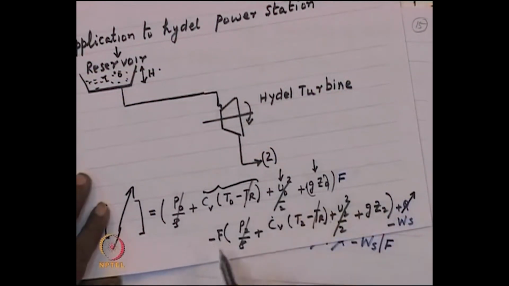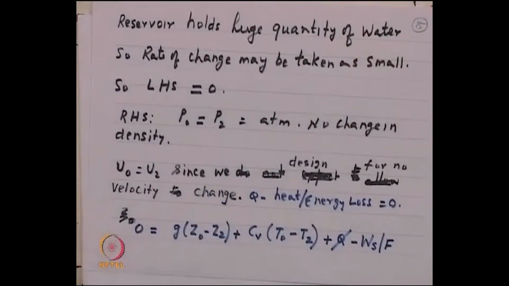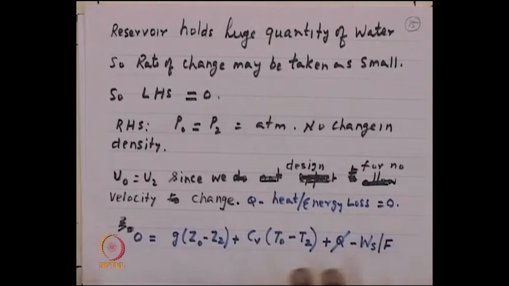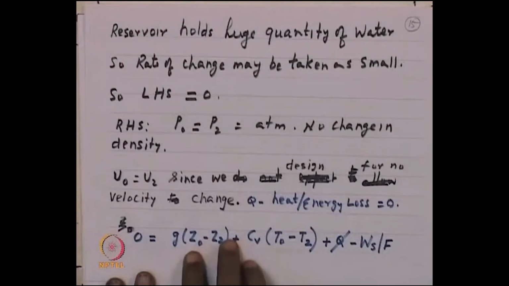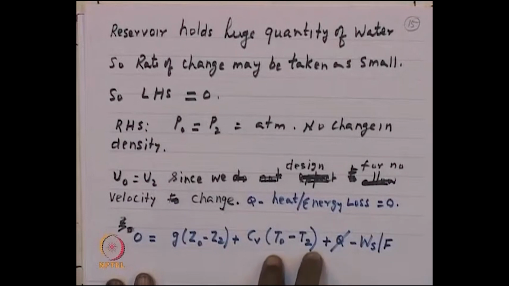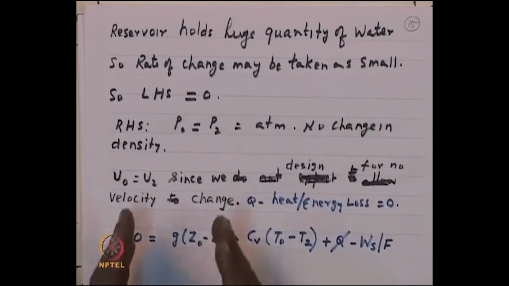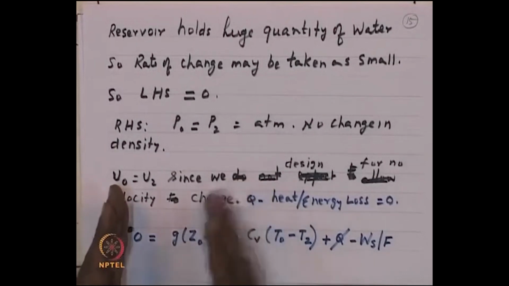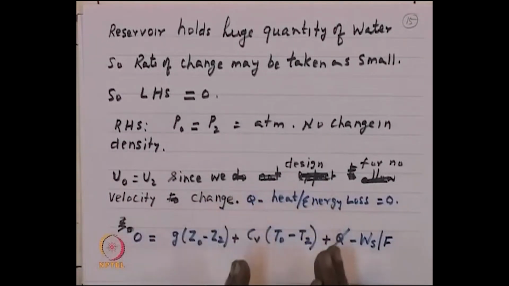Okay. Therefore, we are left with a slightly simpler form of the energy balance, which says 0 on the left hand side equal to G times Z naught minus Z 2 plus C V times T naught minus T 2. So, we have now said that the energy associated with the fluid at a height can be exchanged and converted into this term C V times T naught minus T 2, or enthalpy. So, what is it that our hydel turbine is doing? It is using the potential energy and converting it into energy that you and I can use. So, this is the statement of conservation.